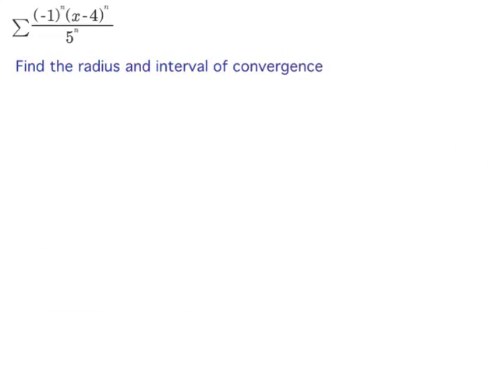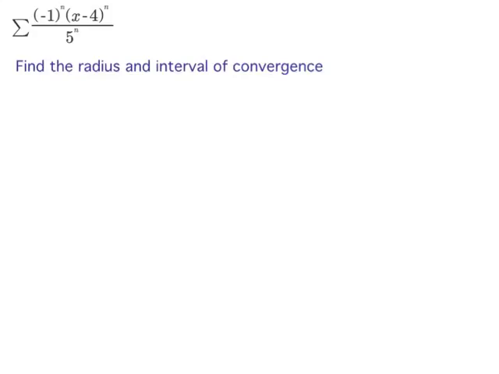Here I have the sum of negative 1 to the n, x minus 4 to the n, over 5 to the n, and I've asked you to find the radius and the interval of convergence. I want you to look very carefully at this series and look at where all those n's are, and think about what kind of series this really is. Pause it and come back to me.